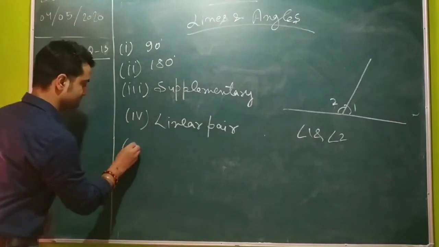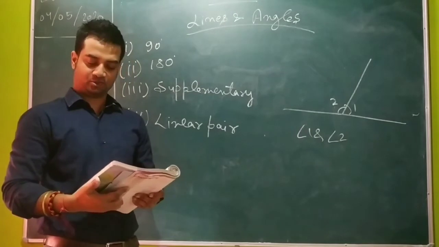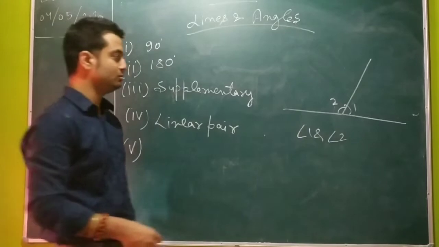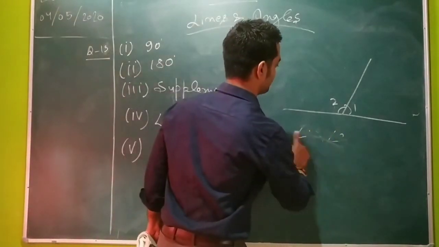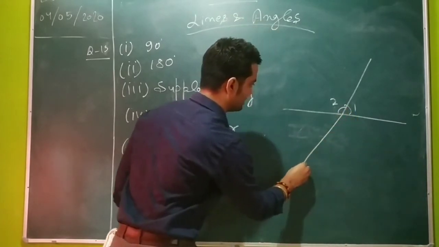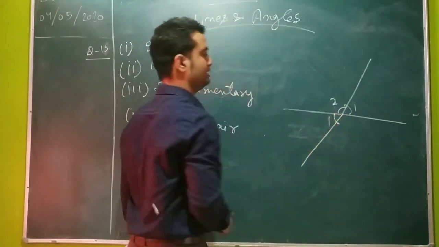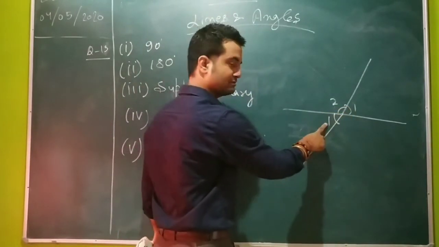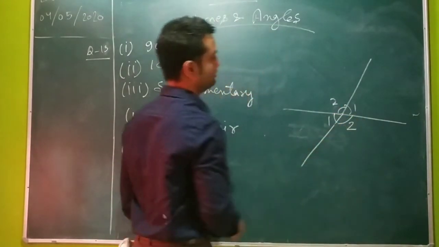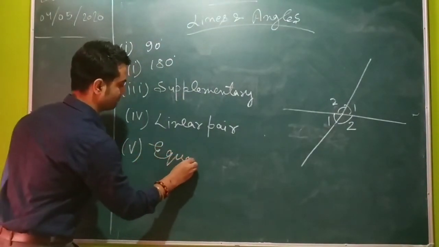Question number 5 is, if two lines intersect at a point, then vertically opposite angles are always. If there are two line segments intersecting at any point, like in this figure, then vertically opposite angles are always equal. If this is angle 1, then this will also be equal to angle 1. If this is angle 2, then this also will be equal to angle 2. So vertically opposite angles are always equal.